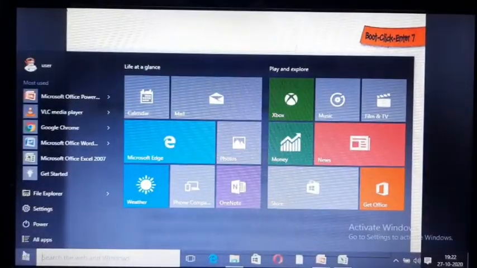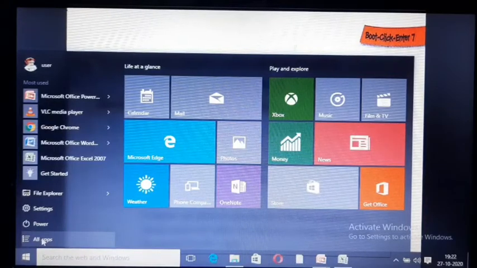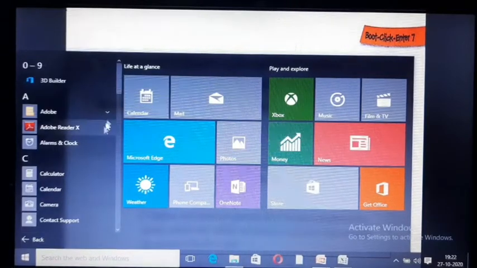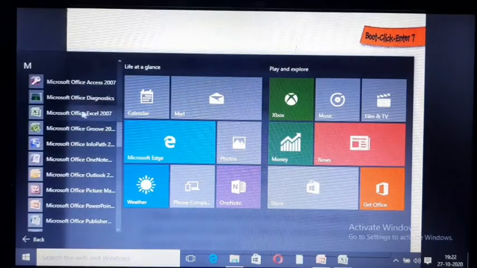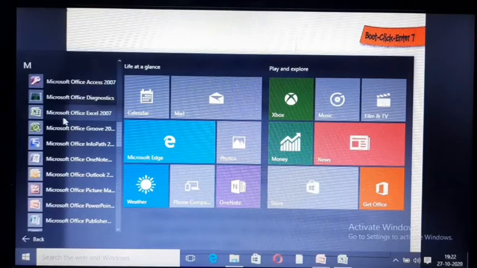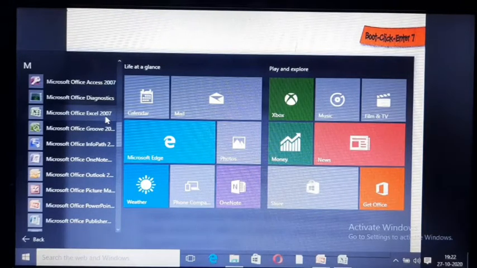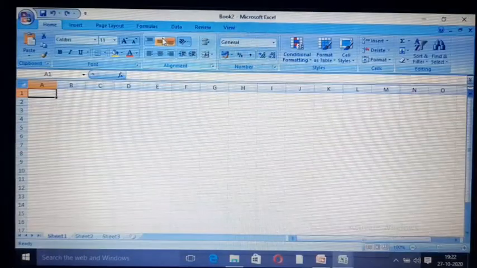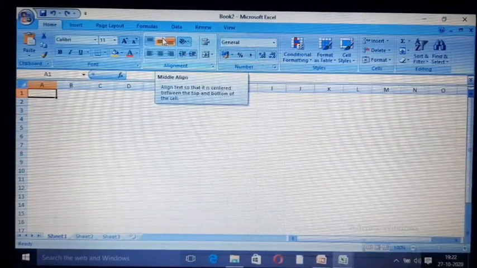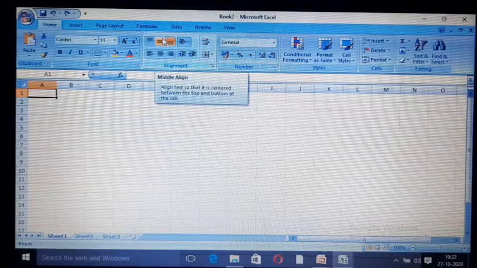Go to the start button and go to all apps or all programs. After this go to Microsoft Office. In the Microsoft Office package you will find Microsoft Office Excel 2007. In the book it is given as 2010, and we are doing it here in 2007. So let's open Microsoft Office Excel 2007. After this let's maximize it. Now this is our Excel worksheet.